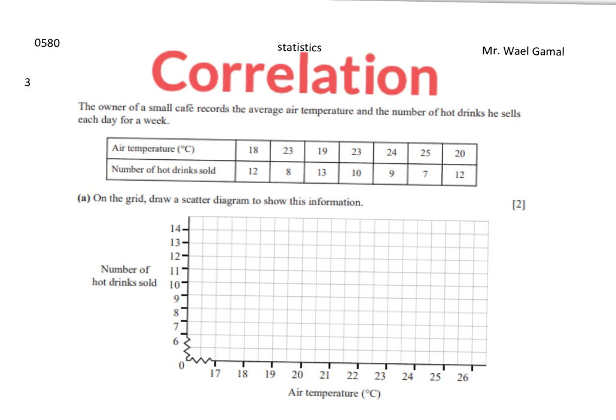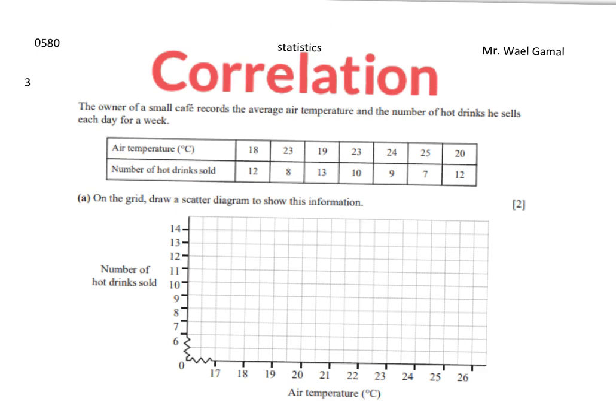When the air temperature is 18 Celsius, the number of hot drinks sold is 12. Then, air temperature 23, number of hot drinks sold 8. And so on: 19, 13; 23, 10; 24, 9; 25, 7; 20, 12. To study the relation between the air temperature and the number of hot drinks, we can represent the air temperature on the x-axis and the number of hot drinks on the y-axis.